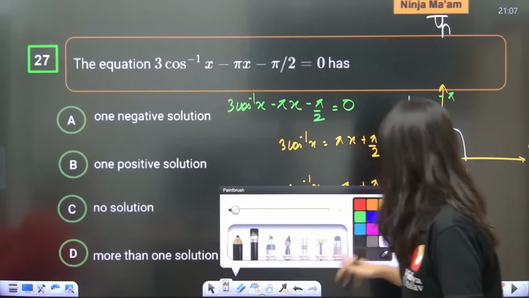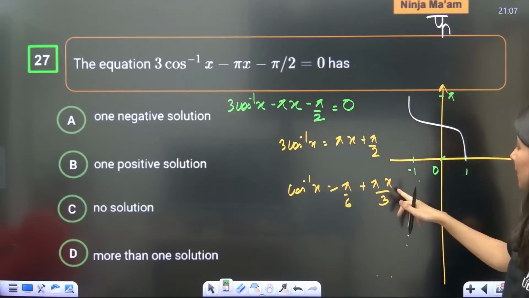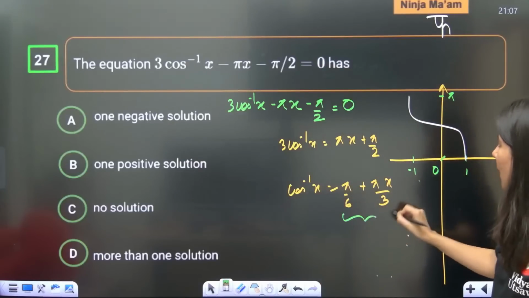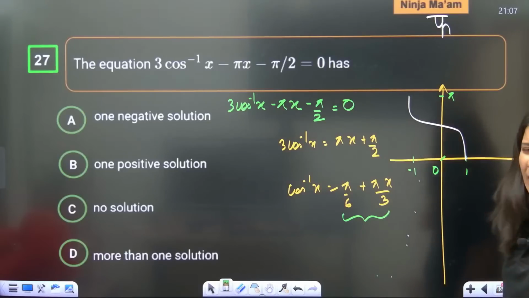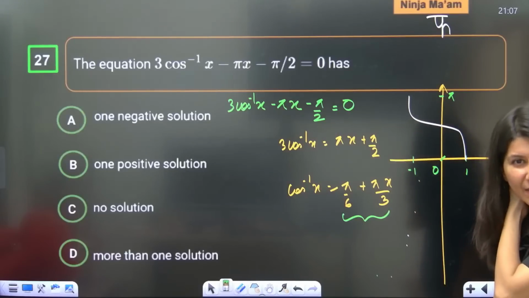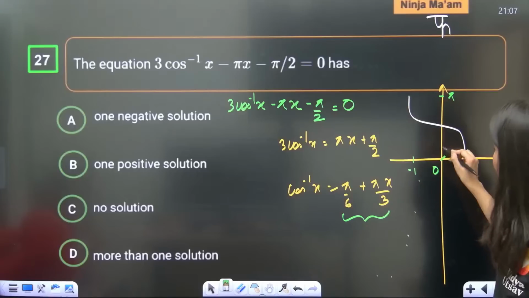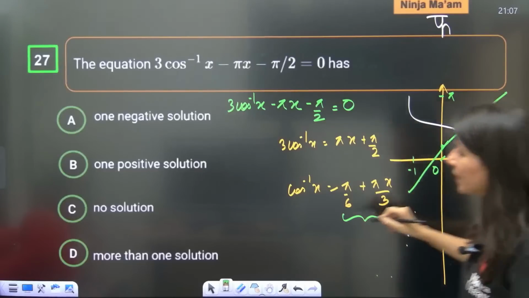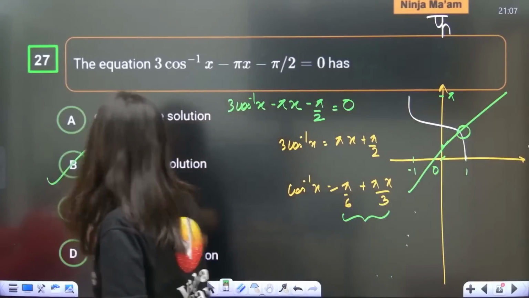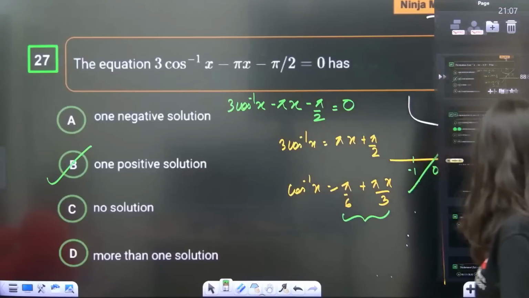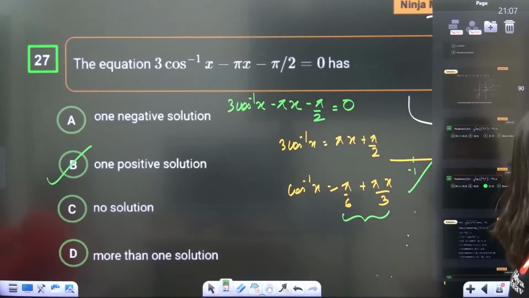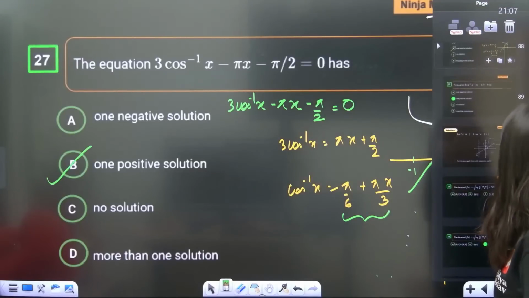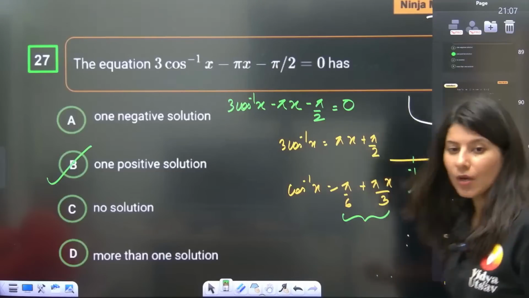And what about this line? Put x equals 0, you will get pi by 6. Now pi by 6 is less than 1 by 2. So the graph will intersect over here, and this will look like this. So one solution will be there. One positive solution we can see, option B. One positive solution will be the correct answer. Okay, got it everybody?